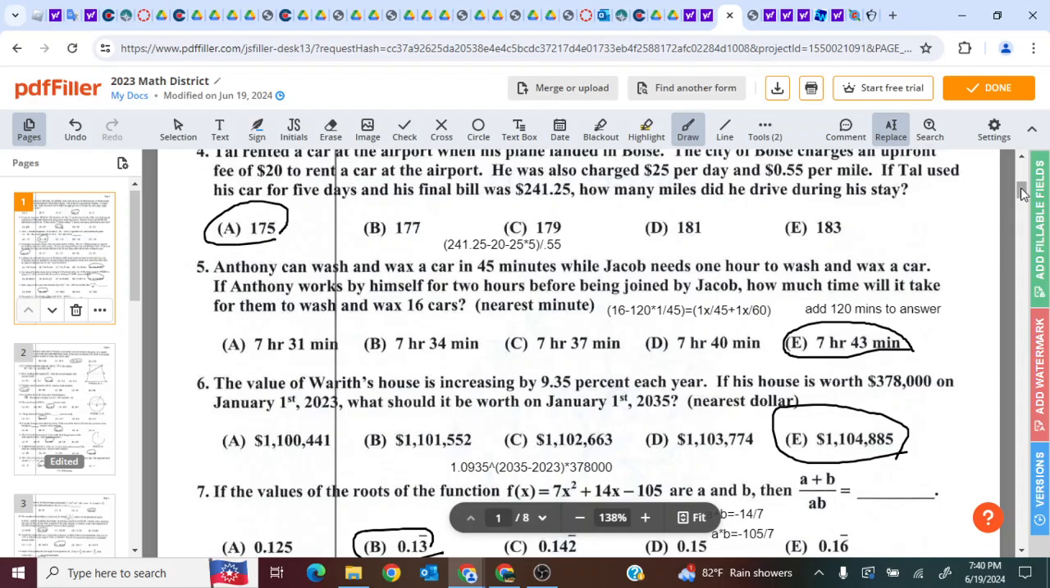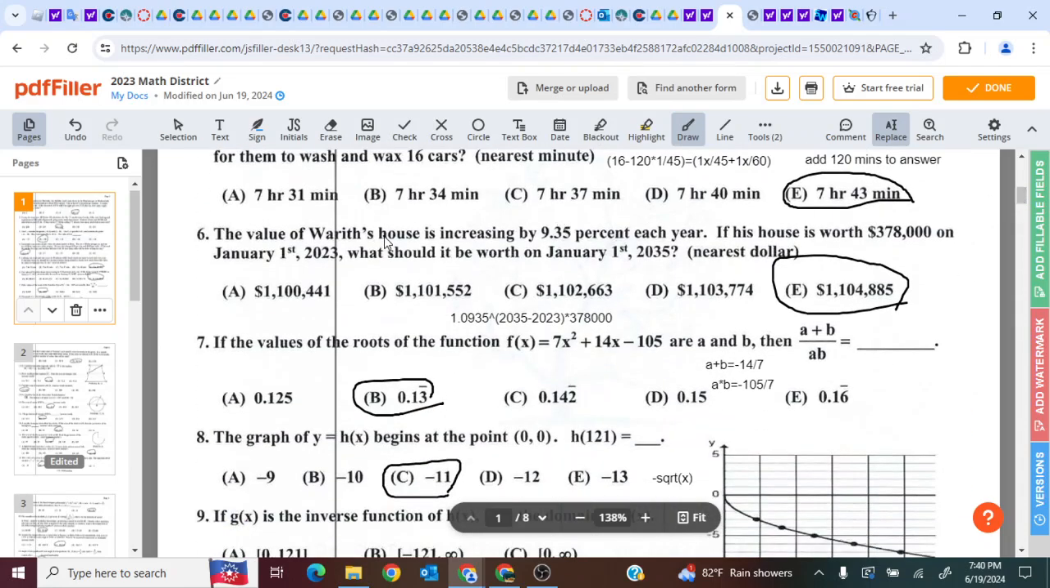Okay, next. Number 6, the value of Warif's house increases by that much per year. His house is worth that much in 2023. How much is it worth in 2035? Well, this value acts as an exponent, the 9.35%. So 1.0935 raised to the power of the number of years that have passed. That's how exponentials work. So in this case, it would be 2035 minus 2023, and that is multiplied by the original value right here. If you do that, you get 1,104,885.